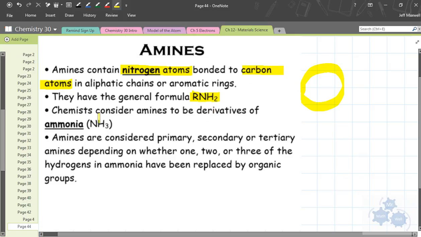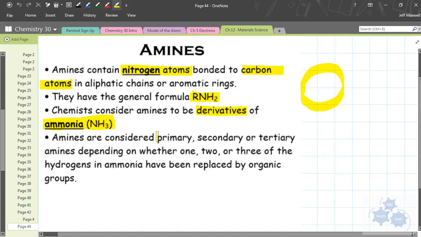Chemists consider amines to be derivatives of ammonia. So ammonia is NH3, and you can see that it's pretty close. You take off a hydrogen, add a carbon group, and you've got your amines. Amines are considered primary, secondary, or tertiary depending on whether 1, 2, or 3 of the hydrogens in ammonia have been replaced by organic groups. I'll give you a chance to copy that whole thing down.